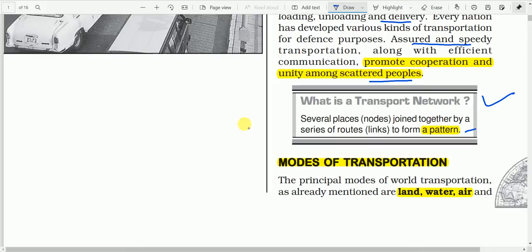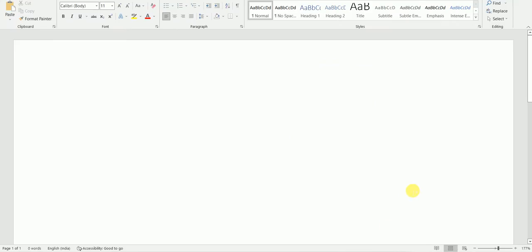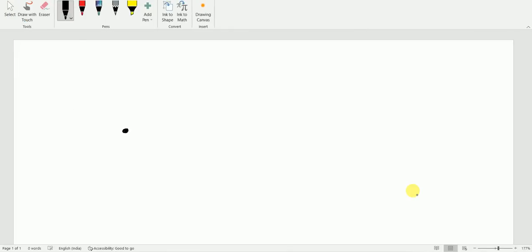Then here in the box we have a signpost question: what is a transport network? We have learned about it in detail also in the previous chapter. Several places are joined together by a series of routes or linked to form a pattern. So now let us see again. Let us say here this is a place and the name of the place is A. It may be a city. Here this is another place, the name of this place is B. Another place is also there and the name of this place is C. It may be a town or village.